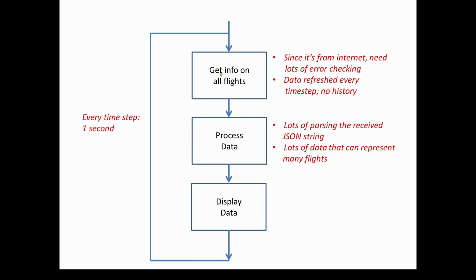Now, once we've got that data in whatever format, we're going to have to process it. Now, this data we're going to get is going to be in what's called JSON format. And it's going to be one big string, one very long string of data that represents all of the flights and all of the data associated with the flights. So we're going to have to do a lot of parsing of that received JSON string. Again, it's a very, very long string, and we're going to have to parse that. It's in JSON format, so that could be a lot of work. And again, lots of data that can represent many flights.